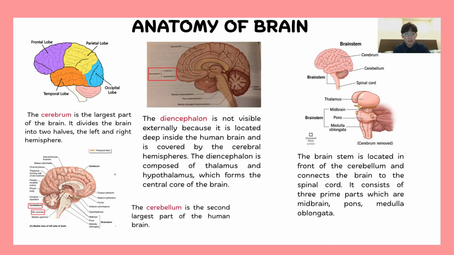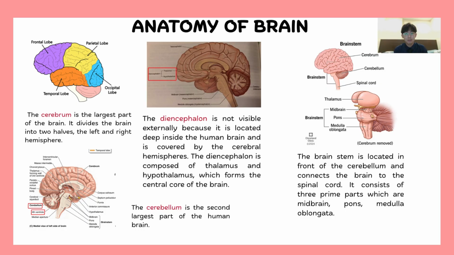The second part of the brain is the cerebellum. It is the second largest part of the human brain. It is separated from the pons and medulla oblongata by the fourth ventricle, and it is posterior to the brainstem. It is inferior to the occipital lobes of the cerebrum and it is separated from the cerebrum by the tentorium cerebelli. The cerebellum is divided into two lateral hemispheres. They are united by a narrow middle part which is called the vermis.